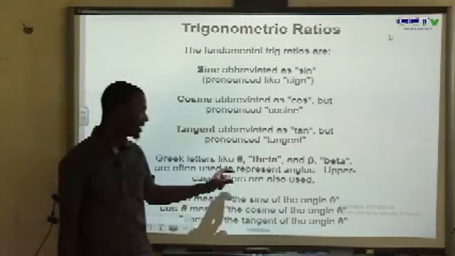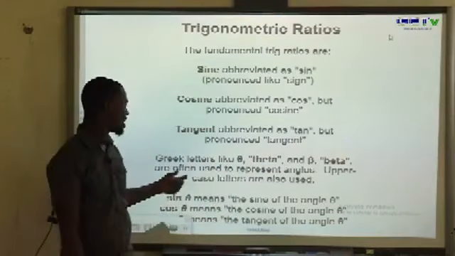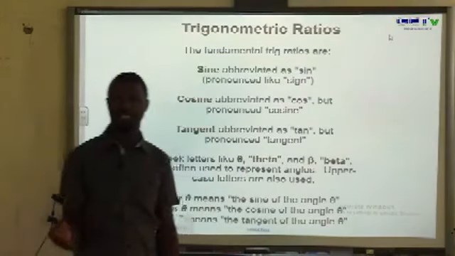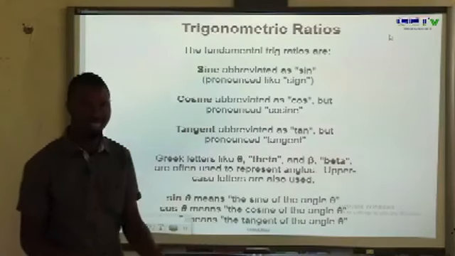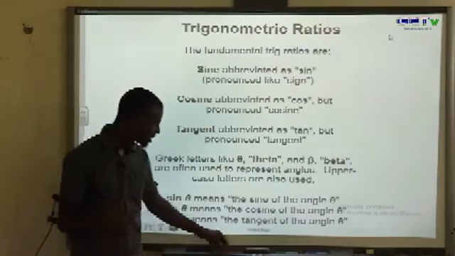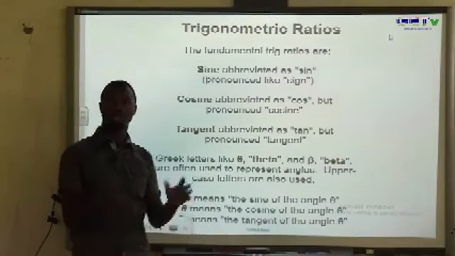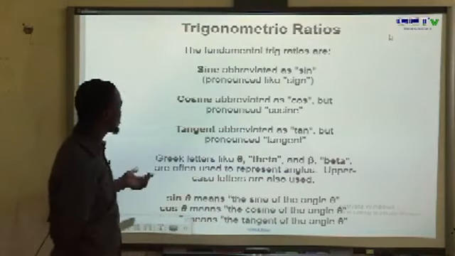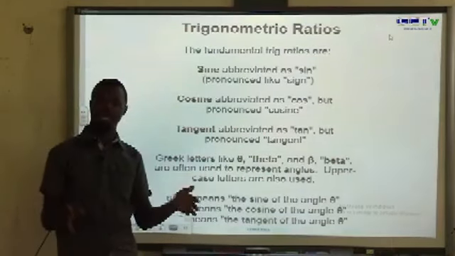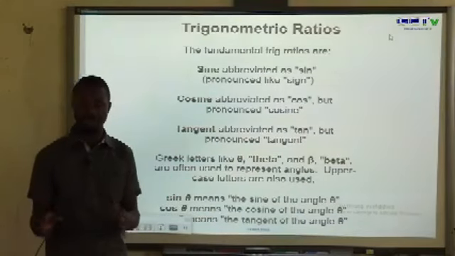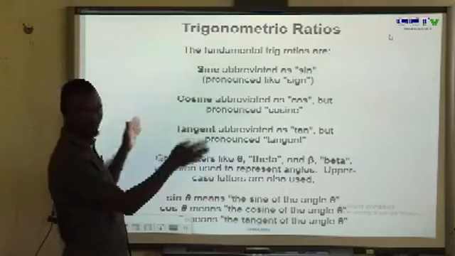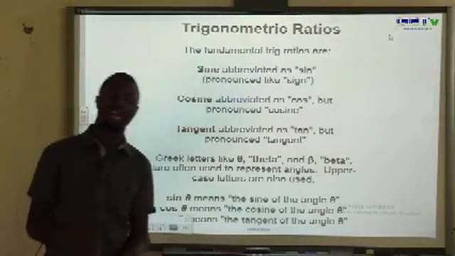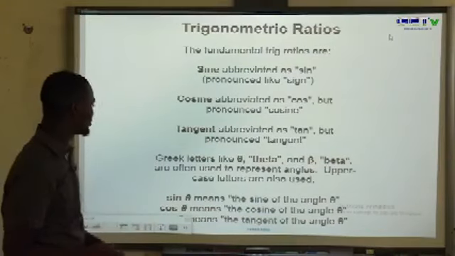Greek letters like theta and beta are often used to represent angles. Of course, we can use other letters. We can use the English alphabets. We can use the Greek alphabets. So all these letters can be used to represent angles, and of course other symbols. Now the sine of an angle, the cosine of an angle and the tangent of an angle, that is what we will use to find.